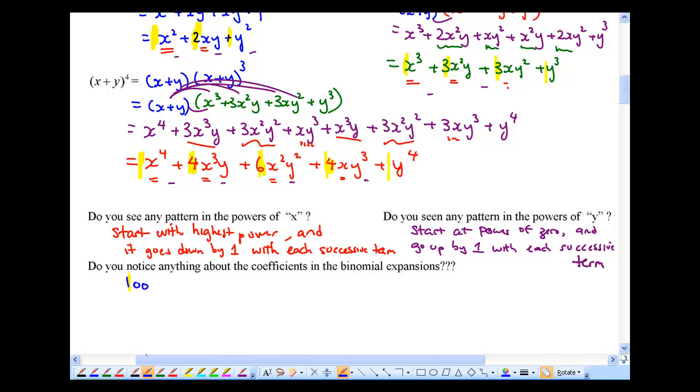Looks like they are from Pascal's triangle. So, let's see if we can put all this stuff together, okay? Let's turn the page.